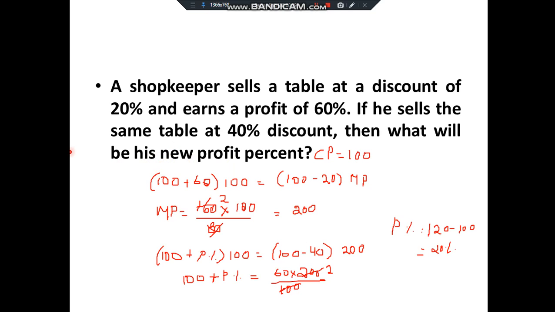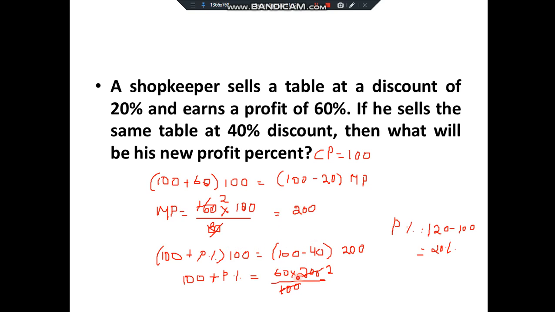Okay, so one more thing we'll do is, we don't know the cost price as well as the marked price, so we'll consider cost price to be 100. You can ask me a question, why don't we take marked price as 100? I take cost price as 100 because the final question is we'll have to find the profit percent, which is related to cost price, so I have kept cost price as 100. Okay, so cost price is equal to 100, substitute that value. So 100 plus 60, the profit percentage, into cost price, which is equal to 100 minus discount into MP. So on substituting the values, we will find the MP value. Now using that MP value and the new discount percentage, we can find the new profit percent.